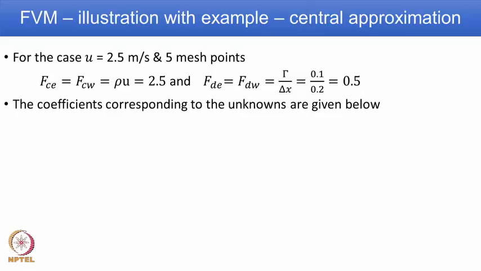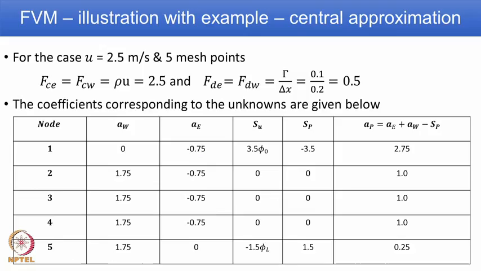Now, you can get an idea of the ratio of convection flux to diffusion flux. It is a convection dominated problem, and we know the transportive property is ensured better in pure upwinding when compared to central differencing. So, we again get details of all coefficients for one scheme. In this case it is the central approximation for the condition u equal to 2.5 meters per second, maintaining the number of mesh points at 5, and we get the coefficients as shown here. These are individually calculated and what is shown here is only the final value.